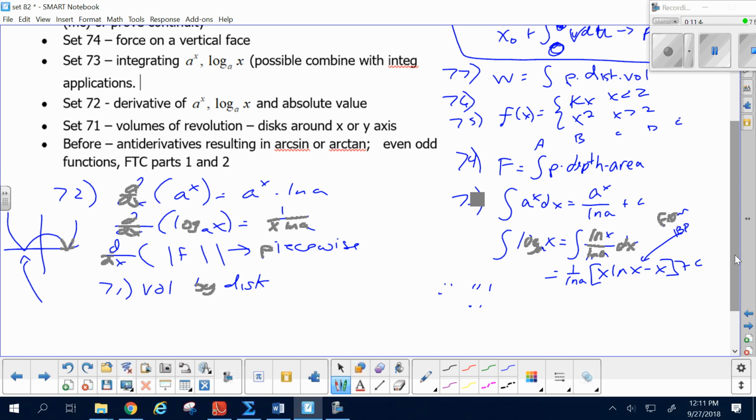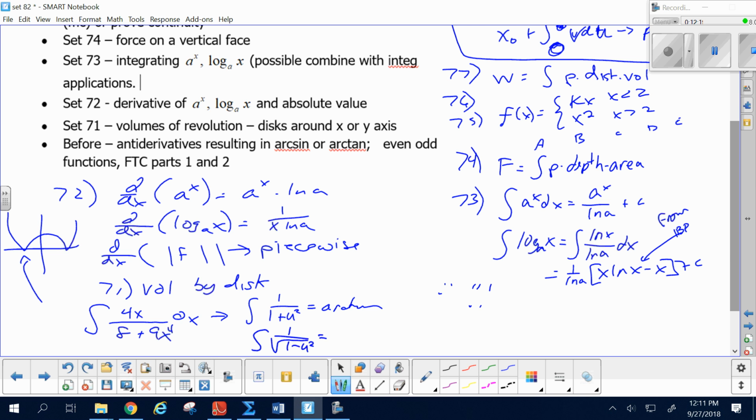What about the antiderivative of something funky like 4x over 8 plus 9x to the 4th? We've been doing that a little. You can expect that. How is that done? Pull out the 1/8, yes, exactly. So your goal is to get to one of the basic inverse trig forms, that one being arc tangent, or that one, which is arc sine, and then the method is to get to that one and use it, right?